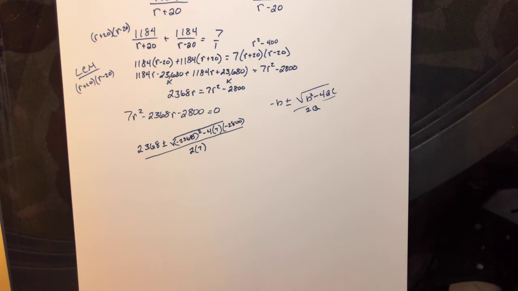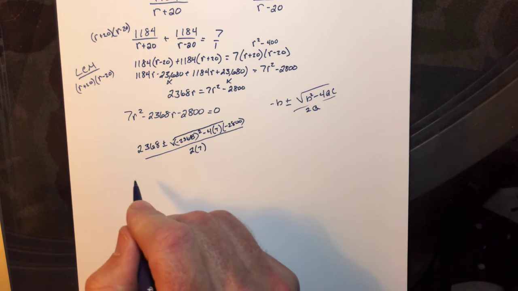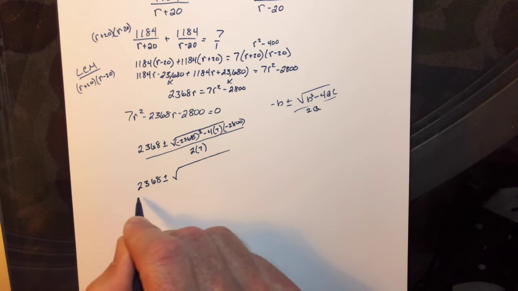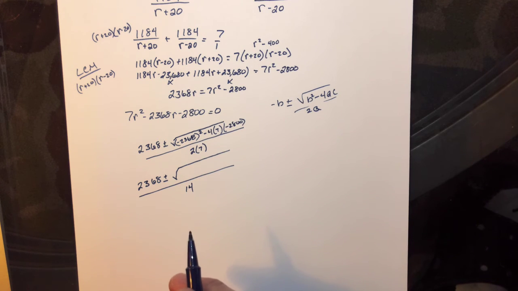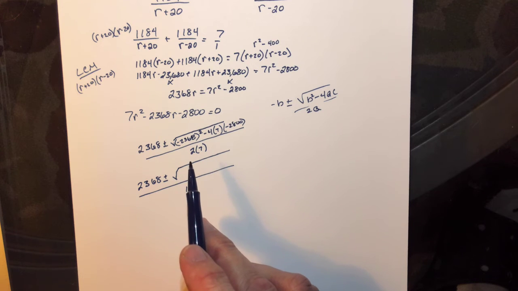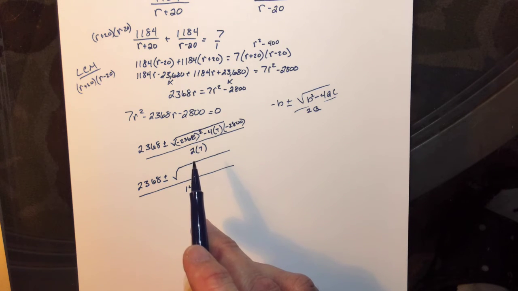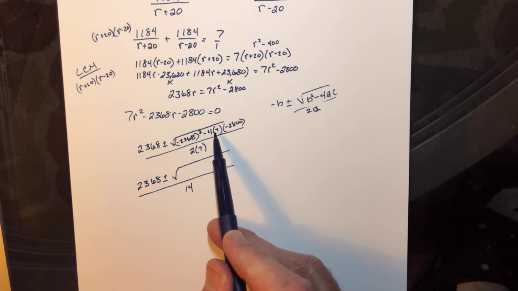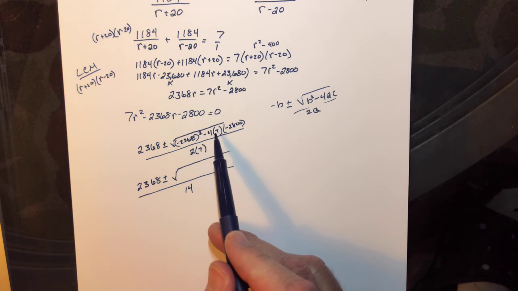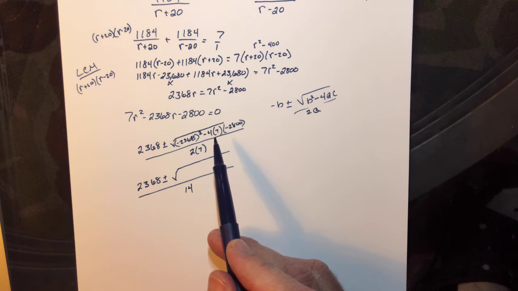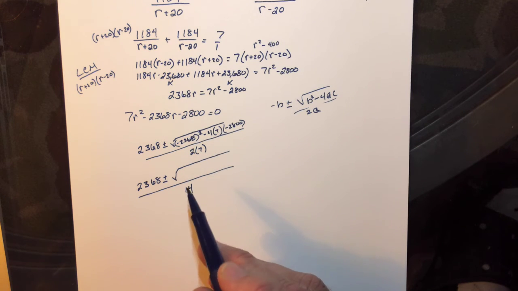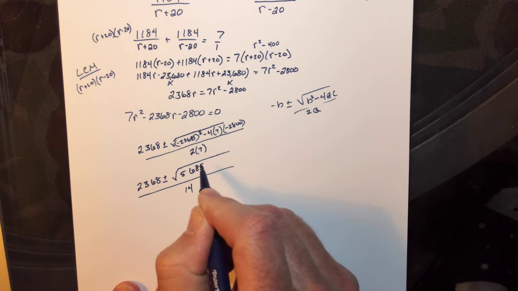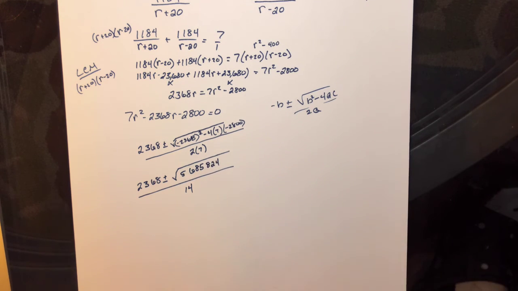So here we go. I'm going 2,368 plus or minus a big old square root. We know it's going to be over 14. Busting out the calculator, we'll have 2,368. Squared, that's about 5,607,000. Now, negative, positive, negative, so it's going to be plus 28 times 2,800. So underneath our radical sign, we will get 5,685,824. So we're going to take the square root of that bad boy.